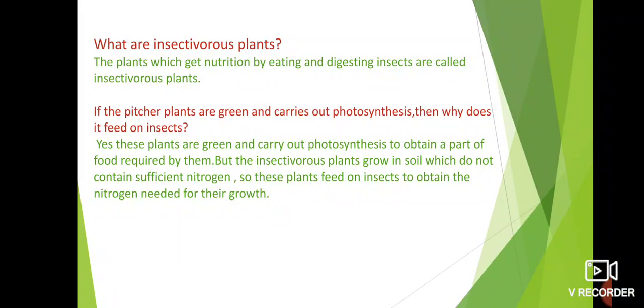Because there are no farmers to provide fertilizers for these plants, they have to fulfill their nitrogen requirement by feeding on insects.